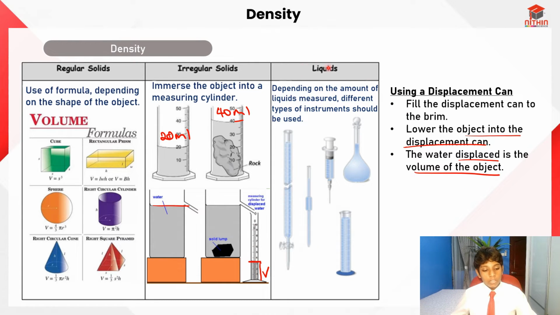Next, how do we measure the volume of liquids? Depending on the amount of liquid measured, different types of instruments should be used. These are the different types of instruments, like measuring cylinder, syringe, and many more. All of this you will learn in secondary school science as well. Okay, next.